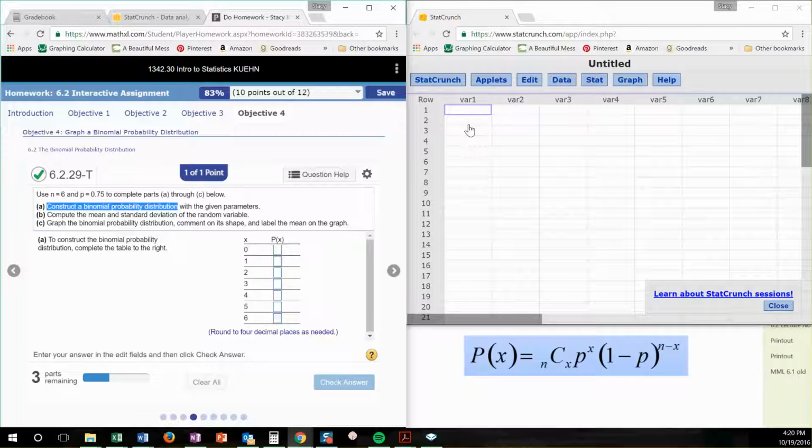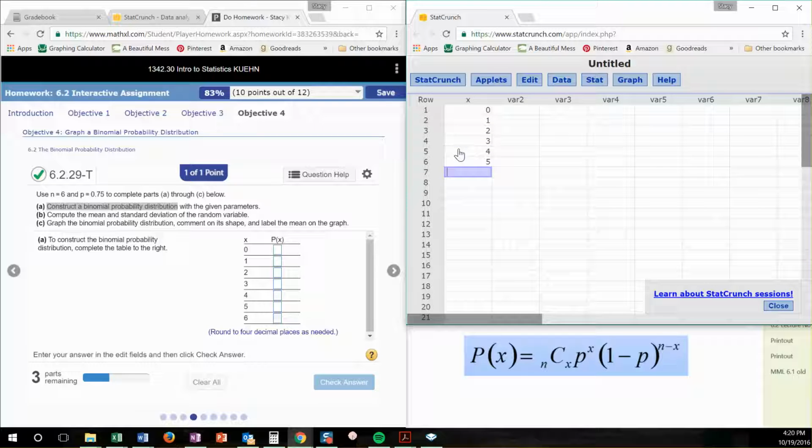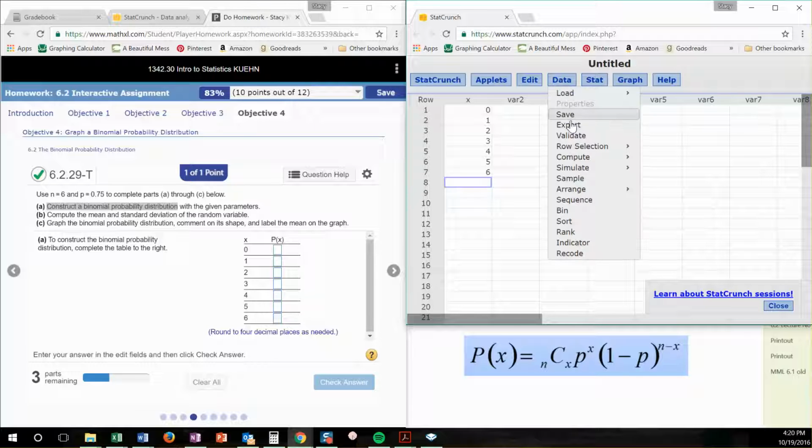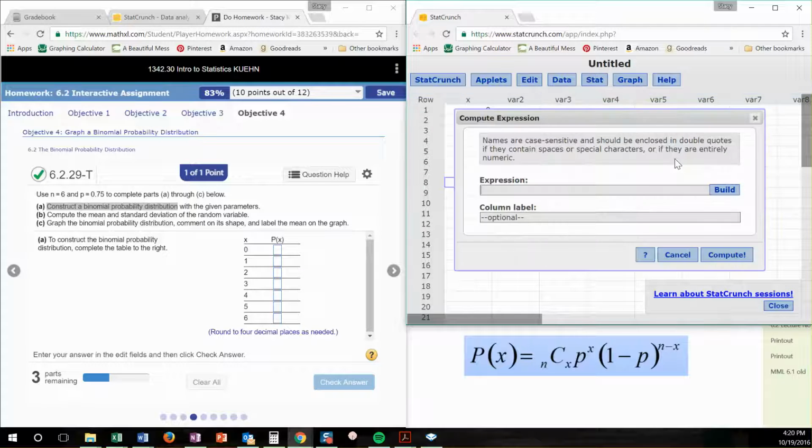So to do it in StatCrunch, I'm going to rename the first column on the far left as x, so that it replicates what we're seeing on the question. And then I'm going to fill in 0 through 6. Now, the second column that we're going to build is supposed to be the probability of each of these successes, and we find that by using this formula down here. But how do we do that in StatCrunch? Well, I'm going to do that using Data, Compute, Expression. And I am going to force StatCrunch to use this formula right here. So I'm going to build an expression on my own.